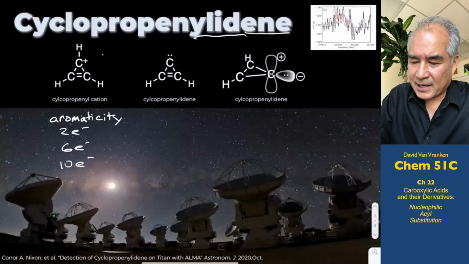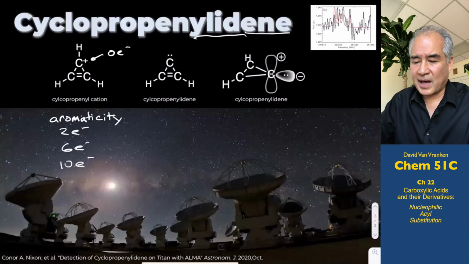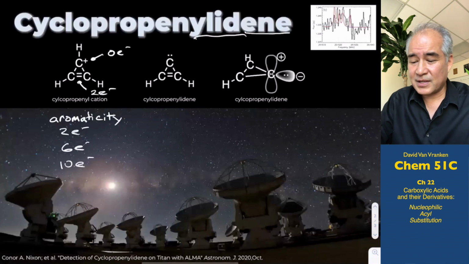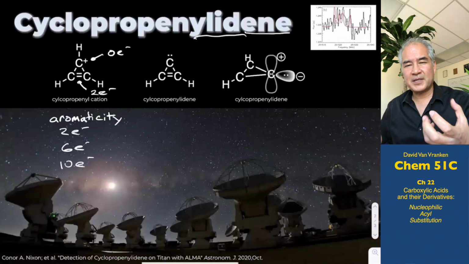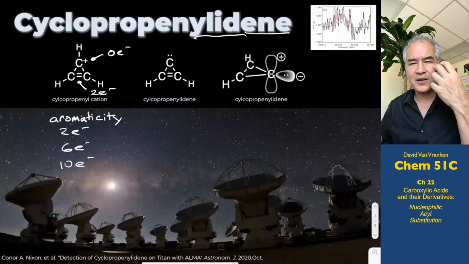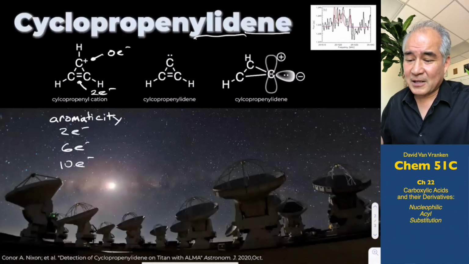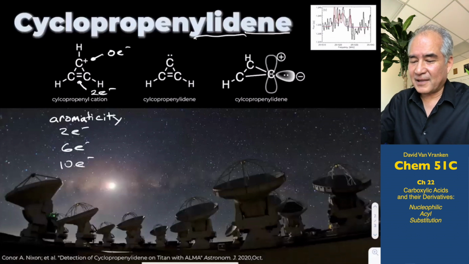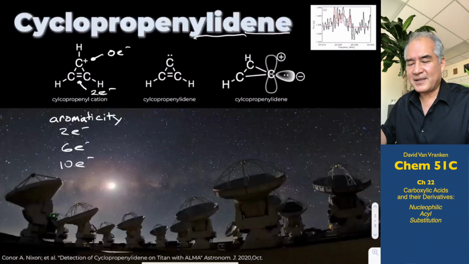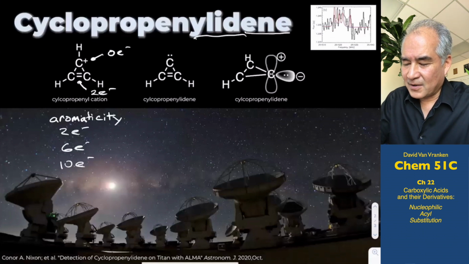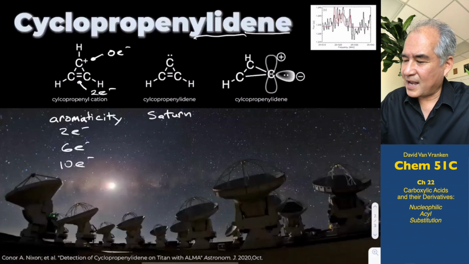There's 0 electrons in this empty p orbital for that carbocation, and there's 2 electrons over here in this pi bond. So that's 2 electrons. So this satisfies the properties of aromaticity. It is a carbocation, but it is unusually stable because it's aromatic. Now, cyclopropenylidene is kind of like this cyclopropenyl cation. So here's the molecule that they discovered in the atmosphere of Saturn, at least what they're saying here.